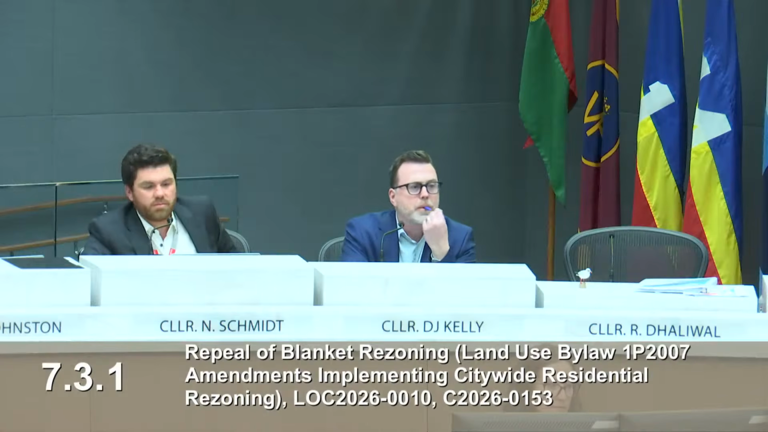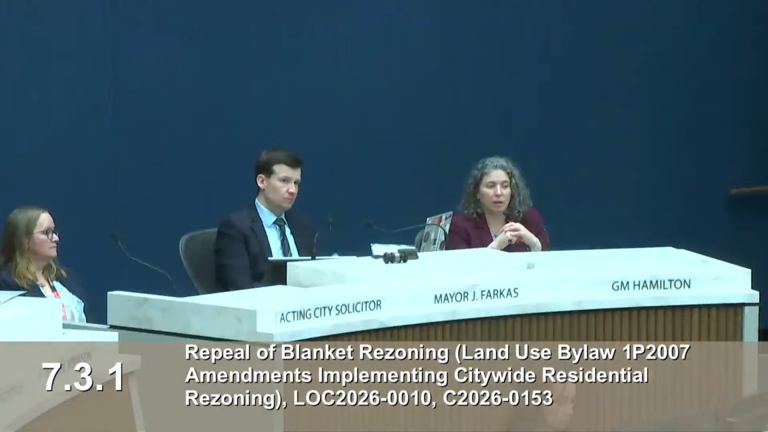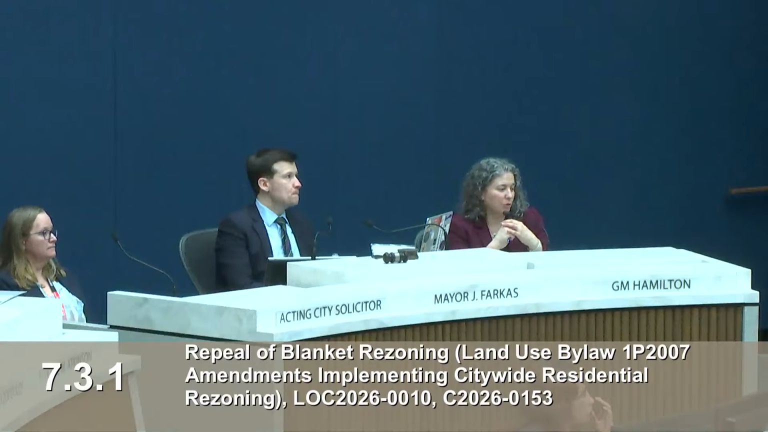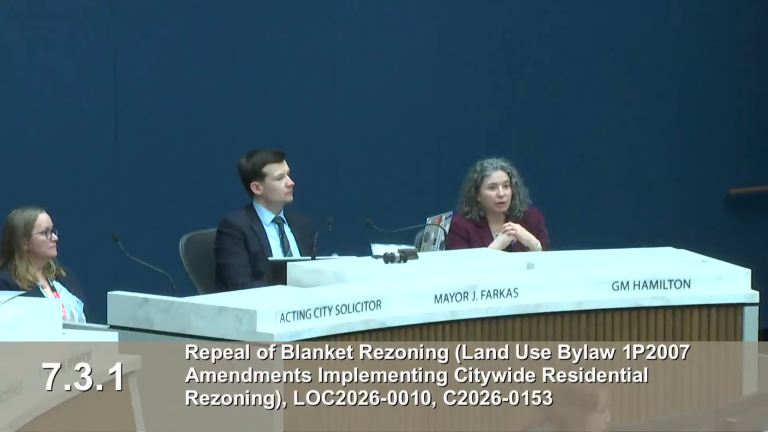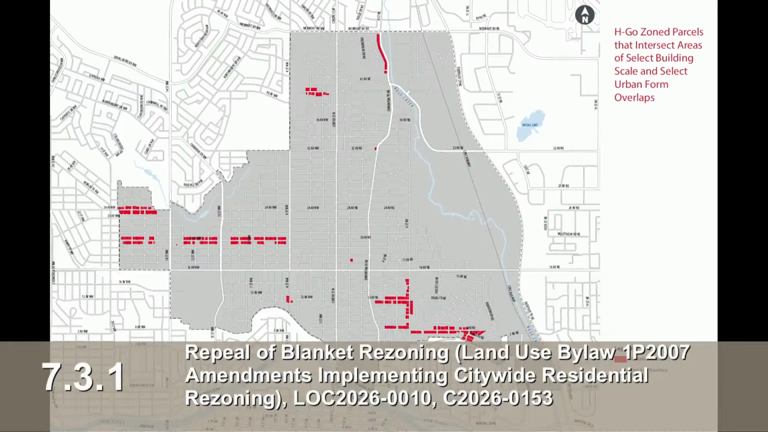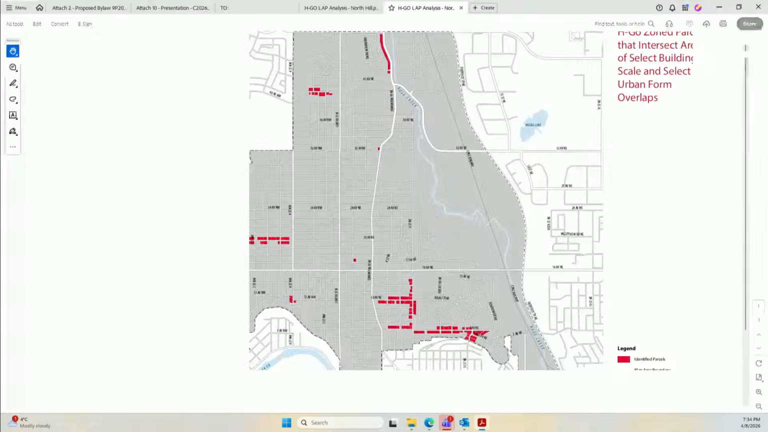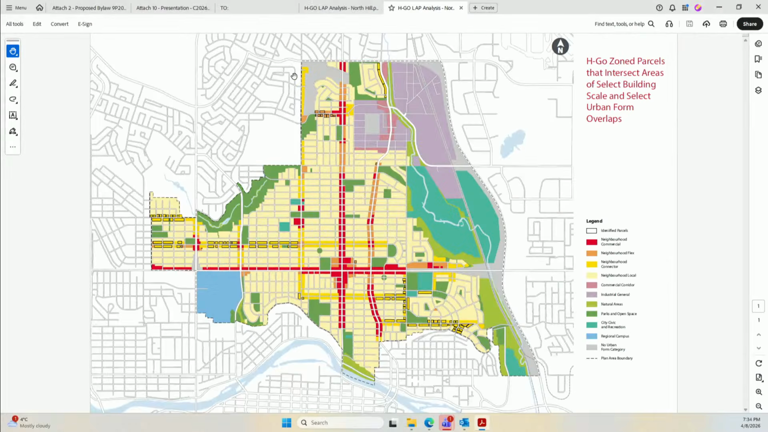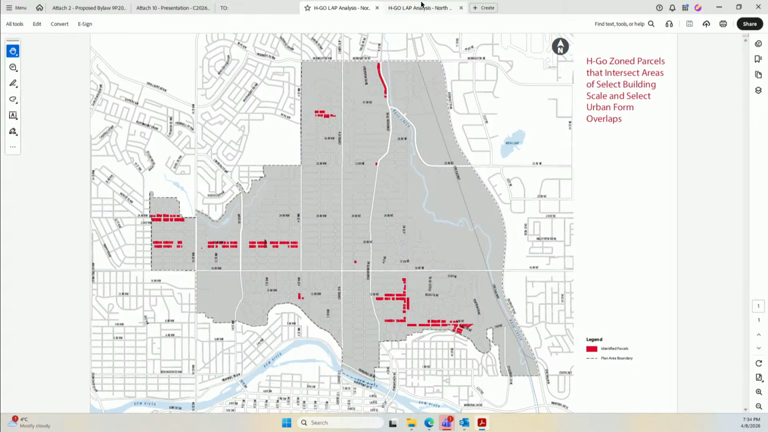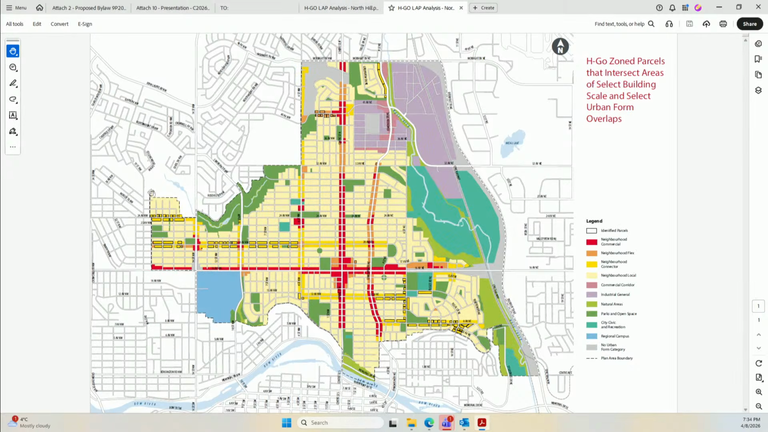If I may ask, sorry to interrupt, Mr. Clerk, to please put up the map that shows the HGO LAP analysis, please. Mr. Shriver, do you mind explaining what this map shows? Apologies, clerks, there's a second map that goes with this, which is perfect. Council, the parcels that are the black outline along the dark yellow translate to where the corridors are.